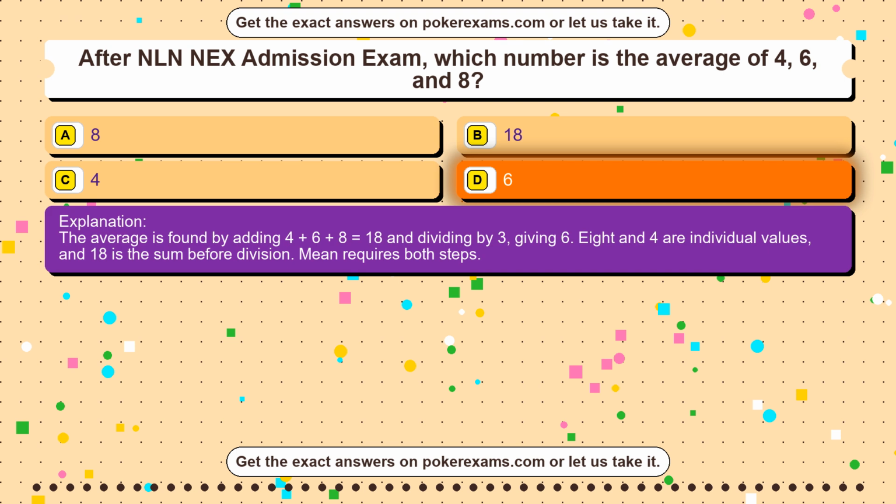The average is found by adding 4 plus 6 plus 8 equals 18 and dividing by 3, giving 6. 8 and 4 are individual values, and 18 is the sum before division. Mean requires both steps.